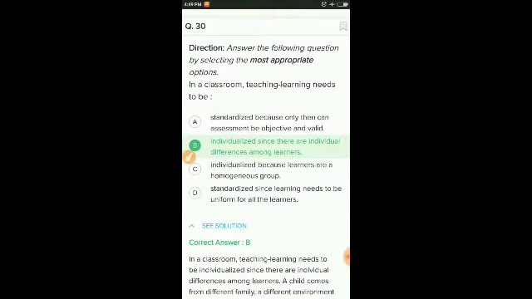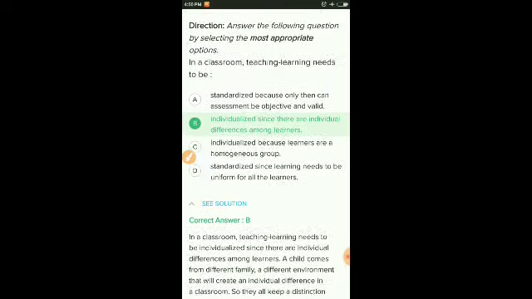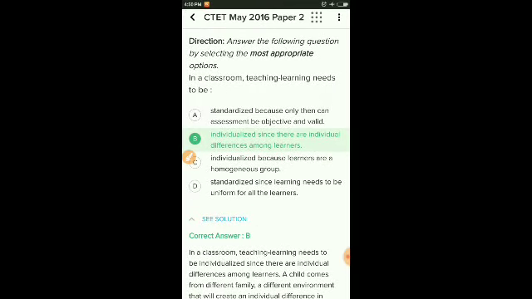And the last question is, in a classroom, teaching learning needs to be what? Teaching learning needs to be individualized, since there are individual differences among learners. Some students are very intelligent, some are mediocre, and some are very poor. That's why in the classroom the teacher should give individual attention to each and every student separately, and should know how to deal with each child according to their own characteristics or behavior.